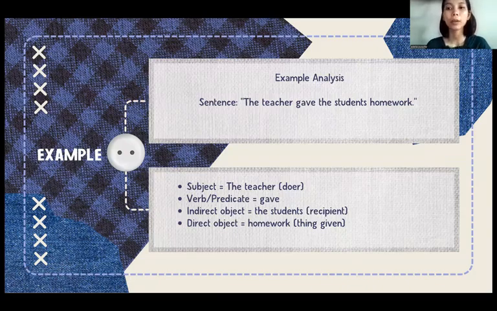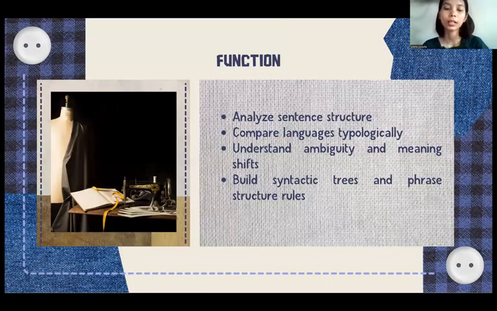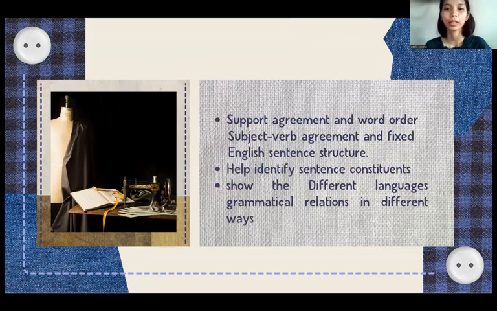Okay, so now we're going to talk about the function. The first is to analyze sentence structure, the next is to compare languages typologically, then understanding ambiguity and meaning shift, and the last is working with syntactic trees and phrase structure rules. The next functions are to support agreement and word order, such as subject-verb agreement and fixed English sentence structure, to help identify sentence constituents, and to show how different languages express grammatical relation in different ways.